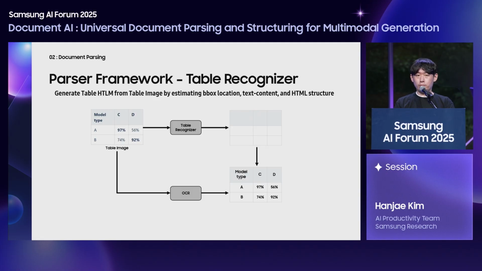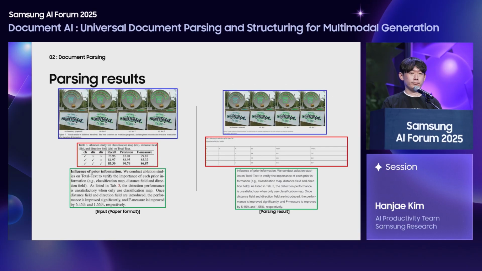One of the unique things is that when there's an image inside the table, when the images are embedded within the table, they are placed into appropriate empty cells to complete the table. The parsing results produced by these models are as follows.